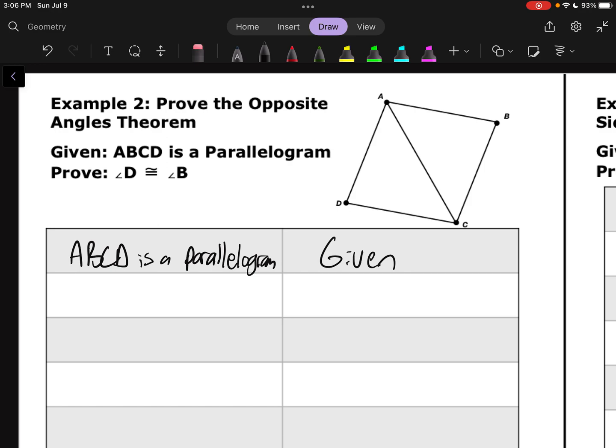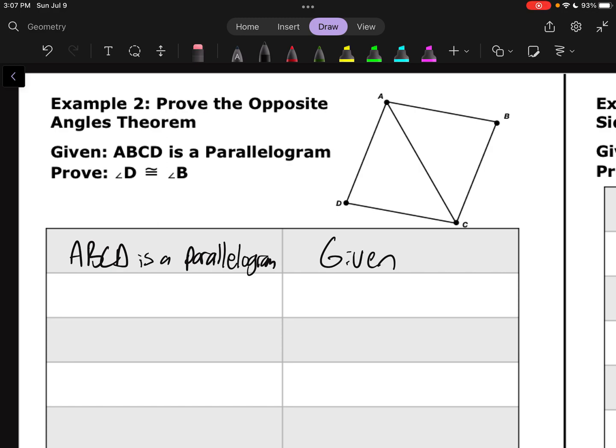So that's my strategy. Now, anytime you try to prove that two triangles are congruent, you need to gather three congruent things between them. So that's going to be my first step. I'm going to try to gather three congruent things between those two triangles. Then I'll be able to use CPCTC to get the job done. Now, we don't have much to start with. We just have this parallelogram.